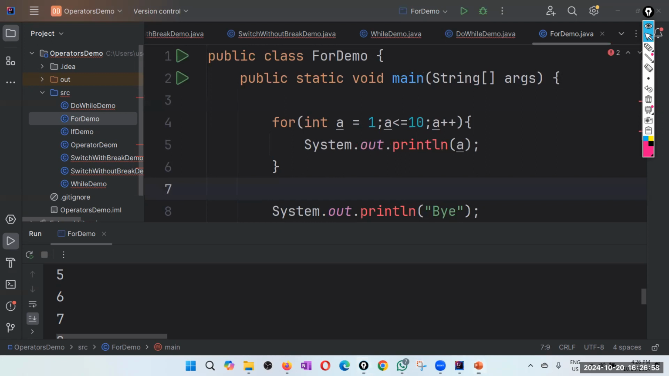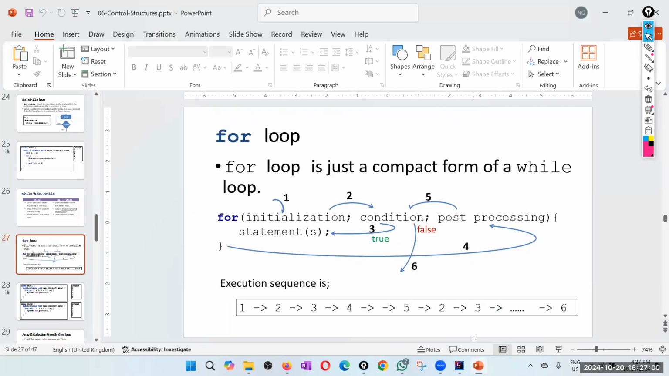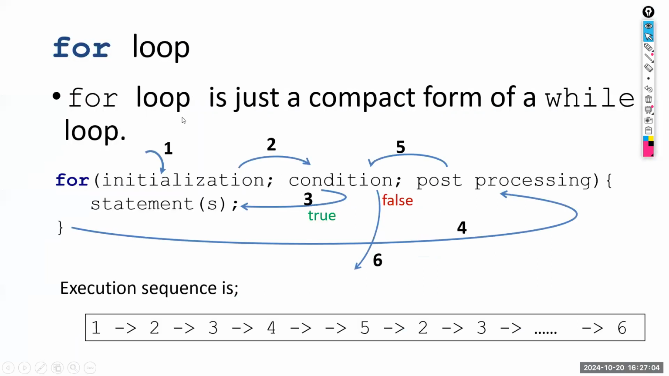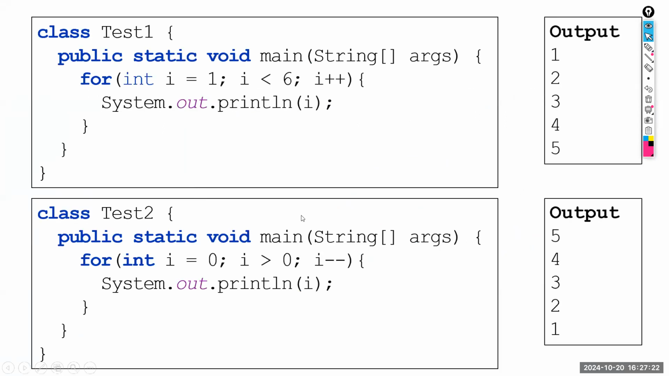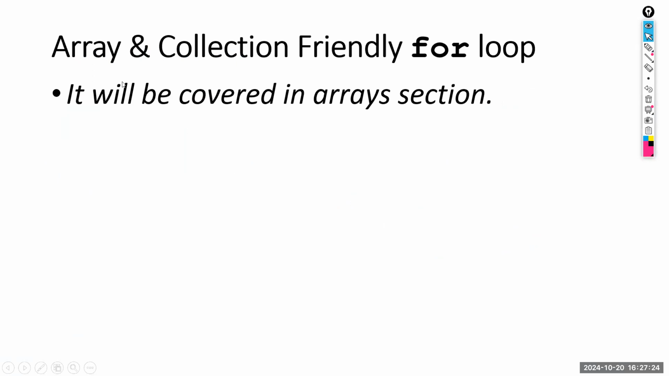Right. So while loop, do while loop, for loop. There's another version of for loop called array friendly for loop or collection friendly for loop, which we will discuss after doing arrays. Okay. So some more examples. Right? So there's the array and collection for loop, which will be covered in the array section.